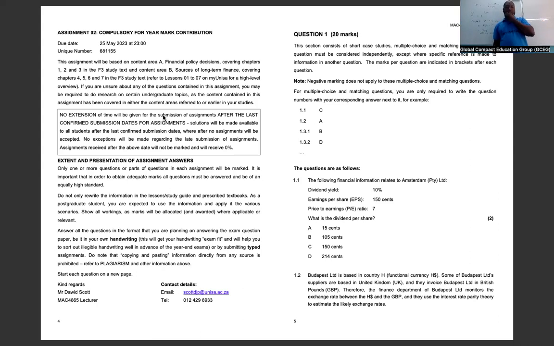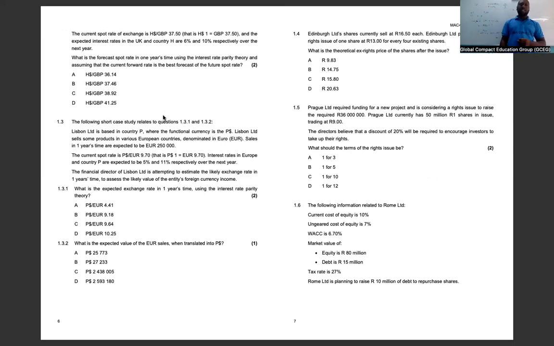1.2, Budapest Limited is based in country H, where the functional currency is the H dollar. Some of the Budapest Limited suppliers are based in the UK, and they invoice Budapest Limited in British pounds. Therefore, the finance department monitors the exchange rate between the H dollar and the GBP, and they use the interest rate parity theory to estimate the likely exchange rate, right? The current spot rate is H dollar to GBP is 37.5, which means the H dollar is stronger than the pound. And the expected interest rate in the UK and H is 6 and 10 respectively.